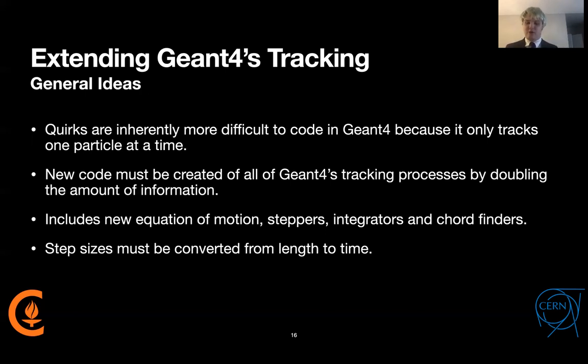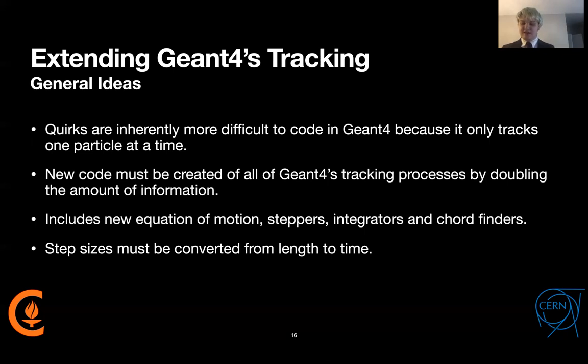Due to the hard-coded nature of Geant4, it was not enough to simply inherit from pre-existing classes. Instead, we would need to create completely new classes for all of Geant4's tracking. This included the equation of motion, steppers, integrators, and chord finder classes. Additionally, we had to choose a single step size for the quirks to follow. They needed to propagate in time together.